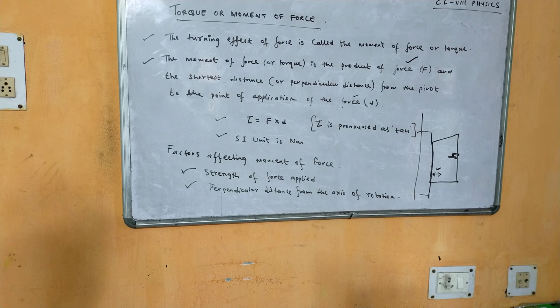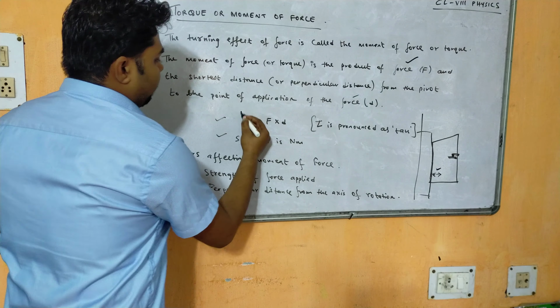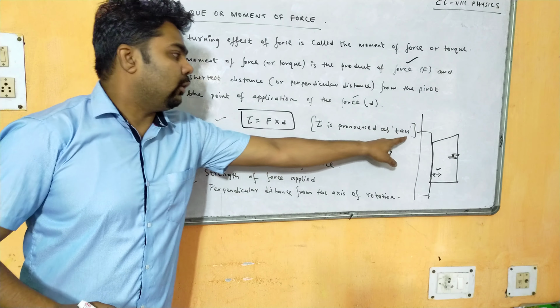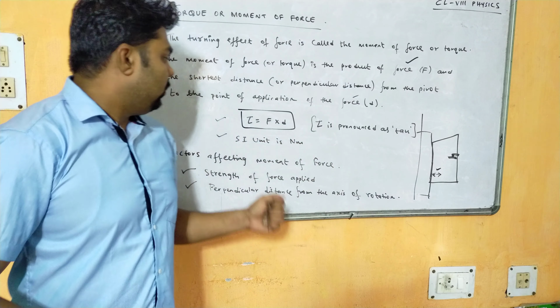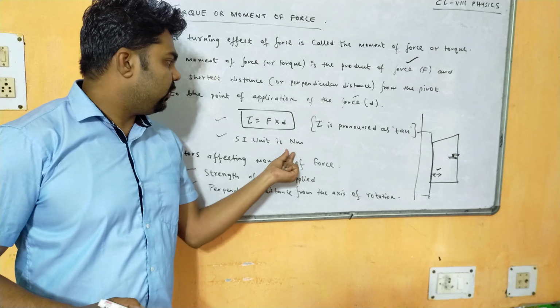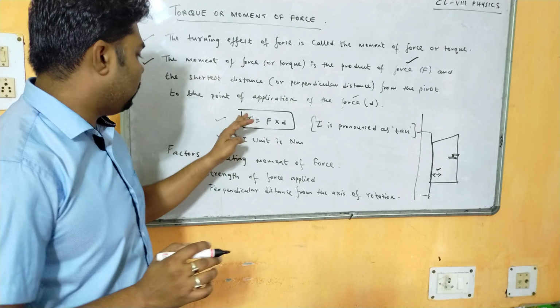So that means torque depends upon two factors. One is force and one is perpendicular distance. It is denoted by tau. Okay, this symbol is known as tau, T-A-U, right? So what is the SI unit of tau? The SI unit of tau is Newton meter. Newton is for force and meter is for distance. So Newton meter is the SI unit of tau.